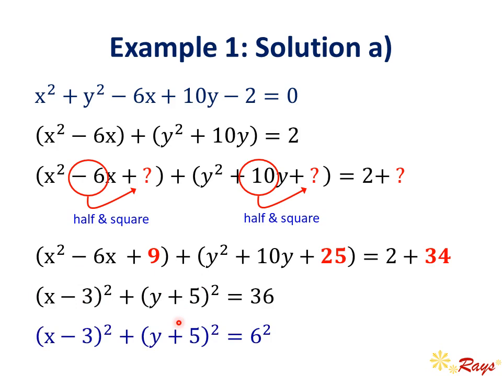But for a standard form, we are required to write everything in squared. So 36, we have to write it as 6 to the power of 2. The reason for this is so that we'll be able to identify what is the radius and what is the center of the circle. We will learn about that later.